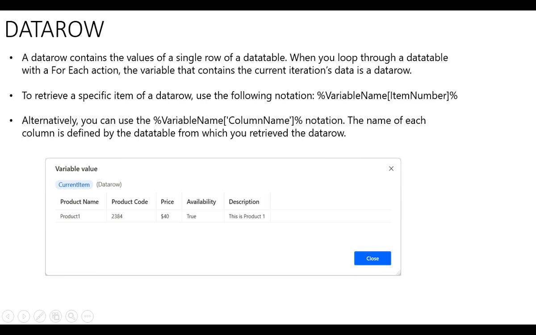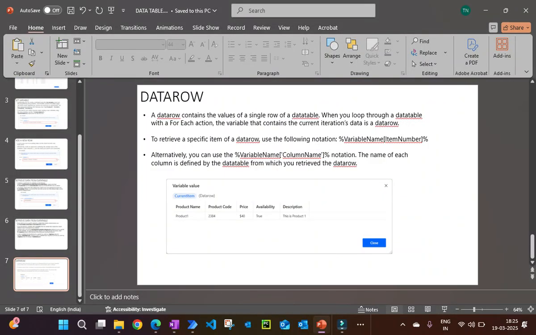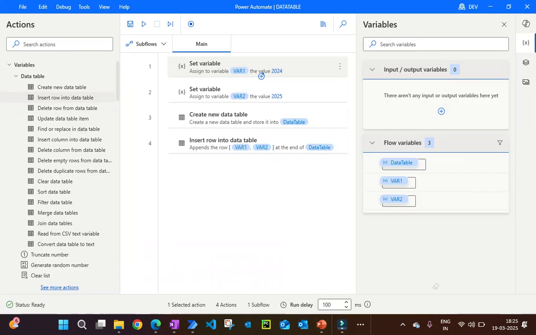Since it is a current row, there is no need to give a row number. You might be thinking why there is no row number, because it considers a single row when you are looping through a data table. So the current row is the one, and you just have to mention the column name. Okay. Well, let me show you a demo I have created.